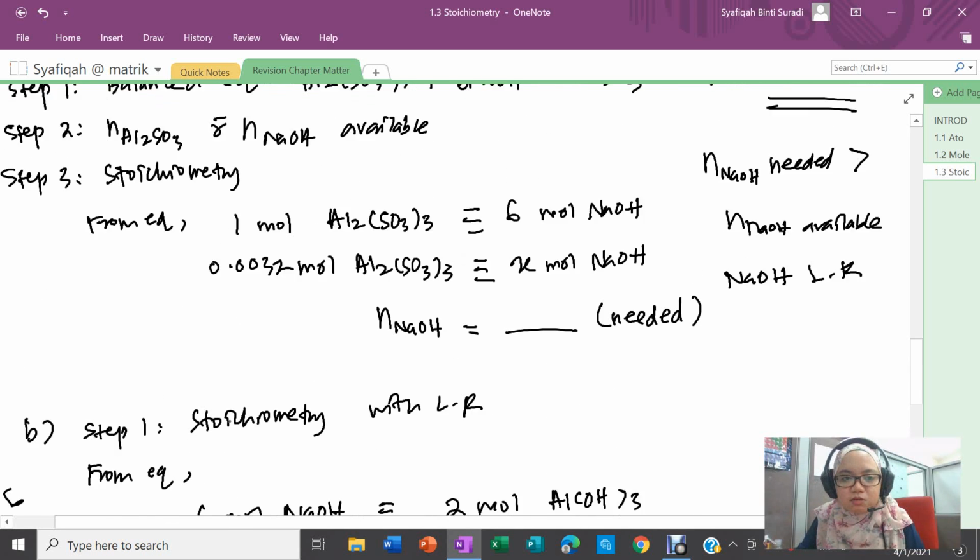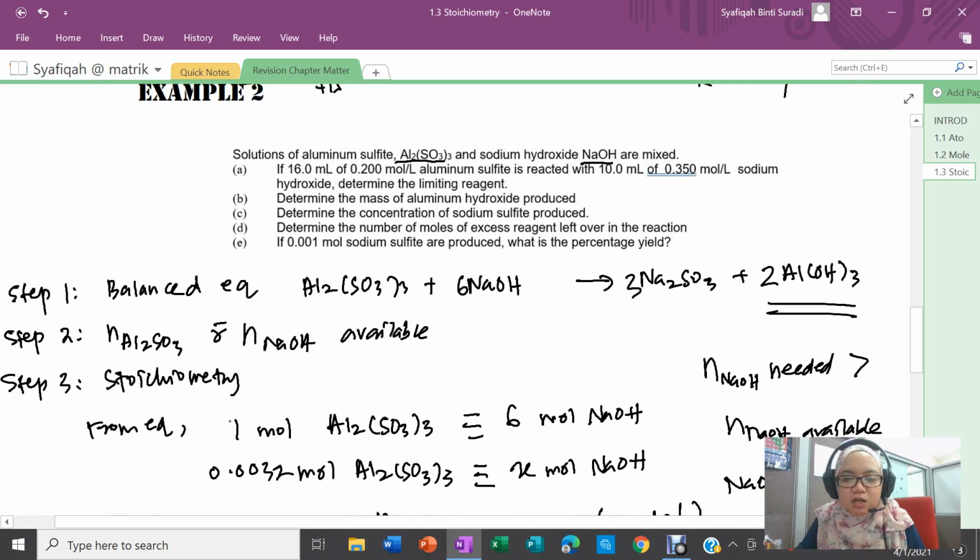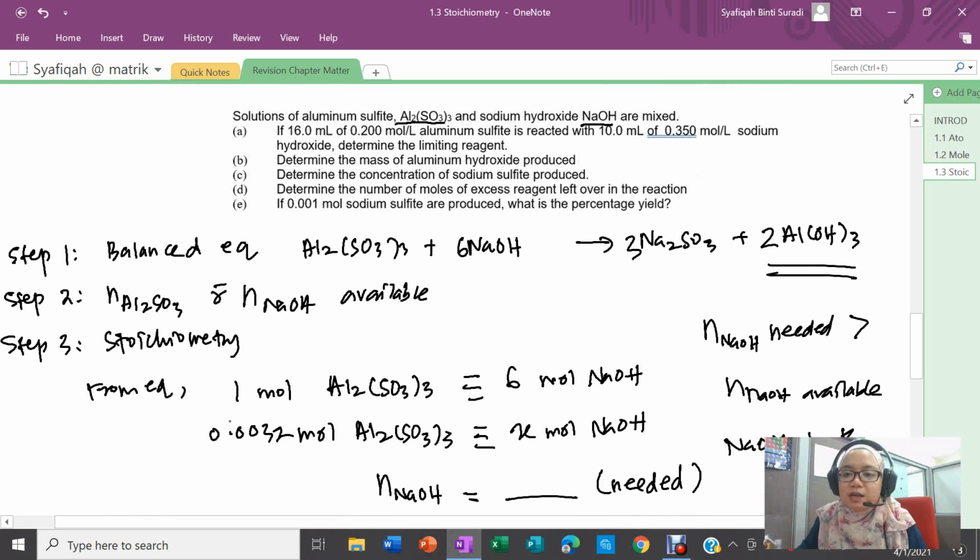Okay. Soalan yang seterusnya untuk soalan C ni dia tanya, determine the concentration of sodium sulfide produced. Sama juga. Tadi produk yang ini, sekarang dia tanya produk yang ini pula. Sebab apa? Ini dalam bentuk, okay, you kena buat dalam fully equation ni. So, ini awak tahu dia aqueous. So, ni aqueous lah. So, ni solid.